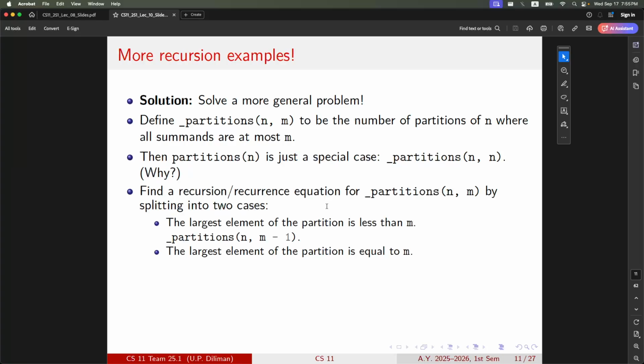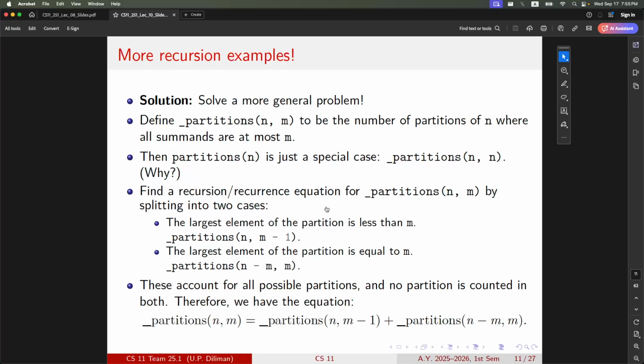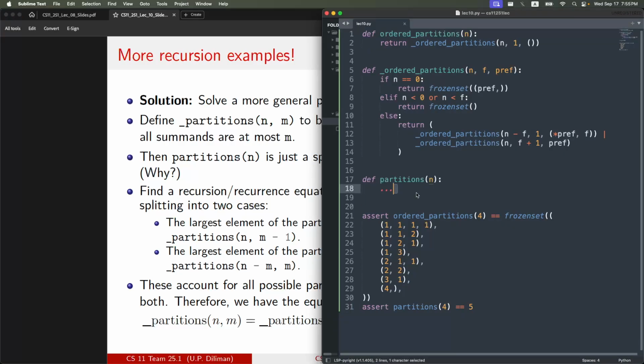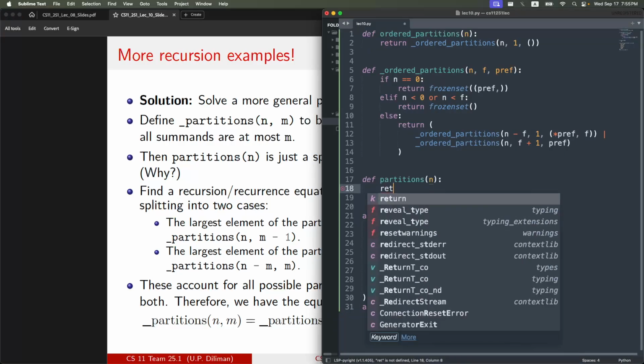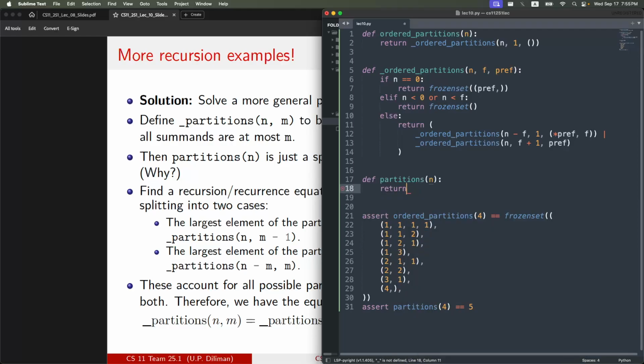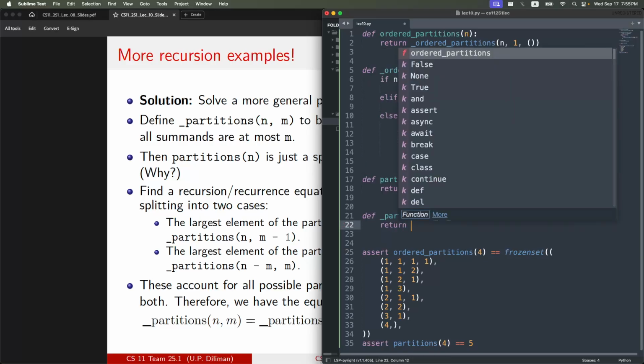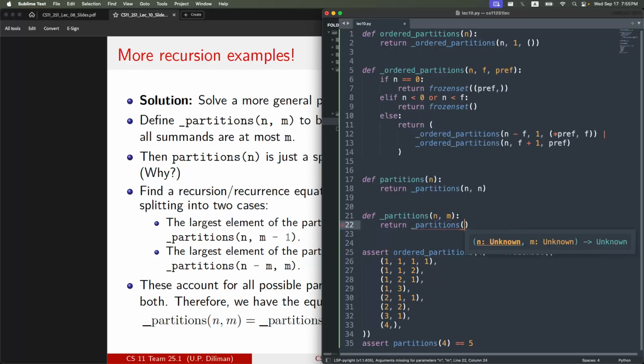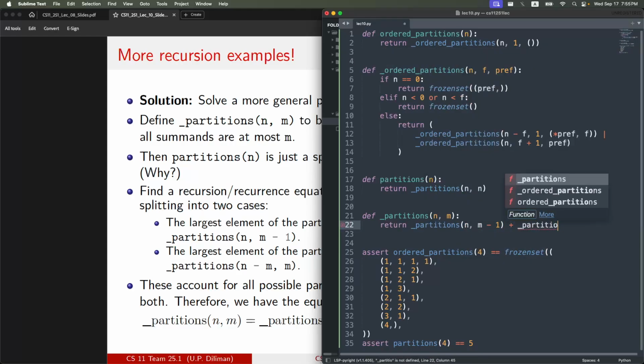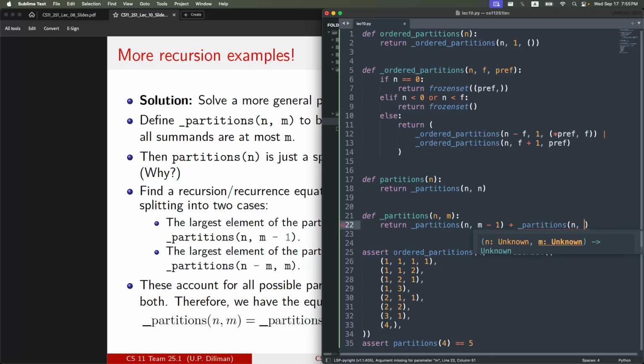So let's write the recurrence down in code. Partitions n. So let's write the recurrence first. Partitions n, m minus 1 plus partitions n minus m.